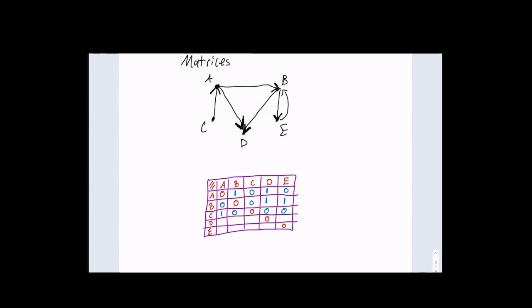Does D talk to anybody? No. D does not talk to anybody. There are multiple things that flow to D, but D does not communicate anything back to anybody else. So D has all zeros in there because D is not talking to anybody directly.